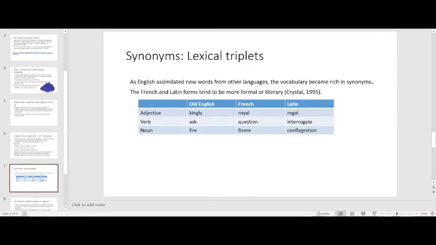As foreign influence in Middle English grew, the vocabulary became rich in synonyms. So for example, in adjectives, in Old English, the adjective would be kingly. In French, it was royal, and in Latin, it was regal, all meaning the same thing. But now they had the choice, a growing choice, as a result of the growth.